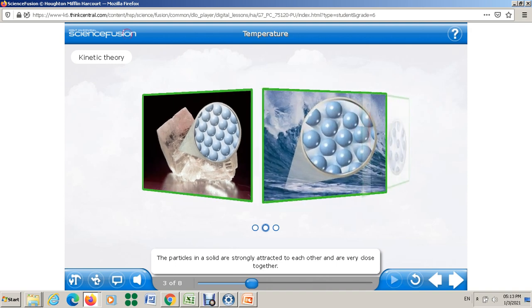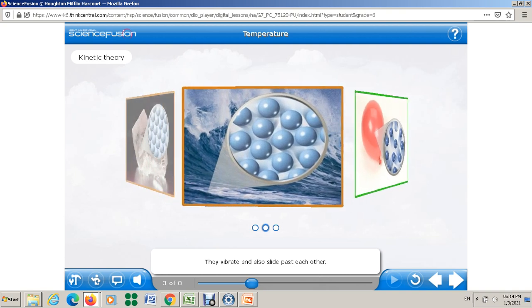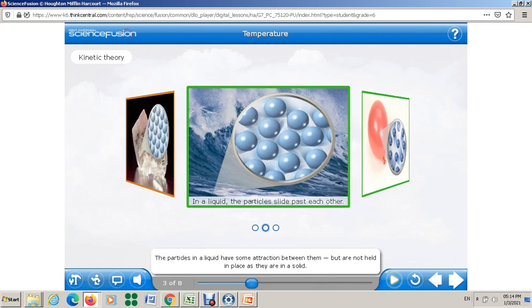Let's continue. The particles in a liquid have some attraction between them, but are not held in place as they are in a solid. A liquid's particles are also close together. Okay, they vibrate and also slide past each other. So for the liquid, they are close together, but not like solid, and a little bit they are apart from each other. They have more energy than solid particles, so they vibrate. They can move past each other, not like solid. They are not fixed or locked in their place.